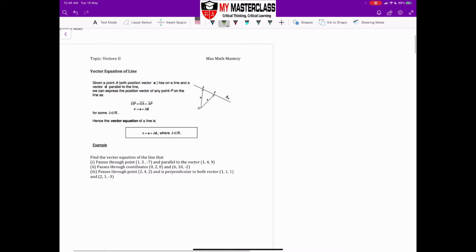the vector equation of a line. The vector equation of a line is generally written as r = a + λd. And we have to state that lambda represents any real number. So how does this vector equation work?